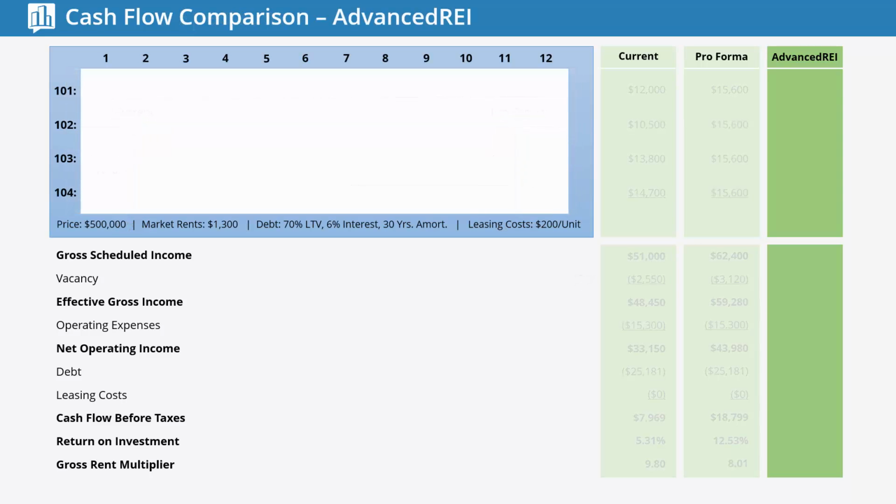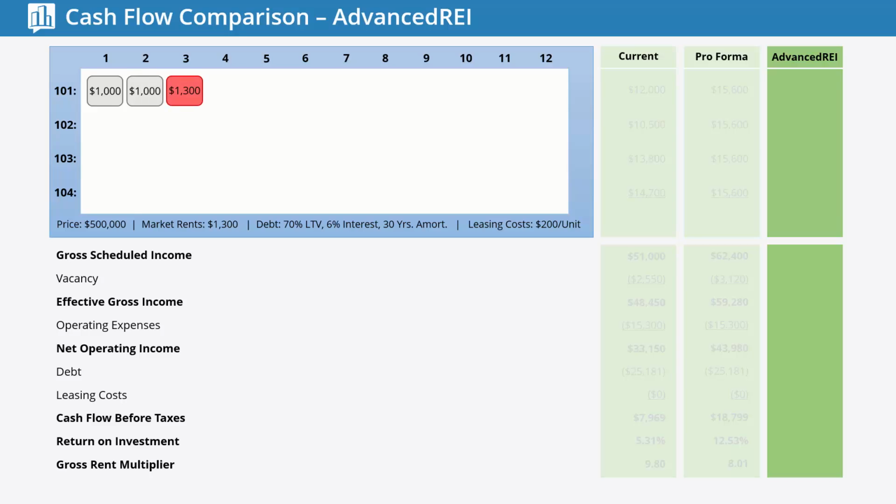So AdvancedREI substitutes the vacancy factor for specific vacancy dates, allowing you to separate the old tenant from the new tenant by a vacancy. To illustrate this, let's model two 1-month vacancies. The first vacancy is in Unit 101 in the 3rd month, and the second vacancy is in Unit 103 in the 5th month.